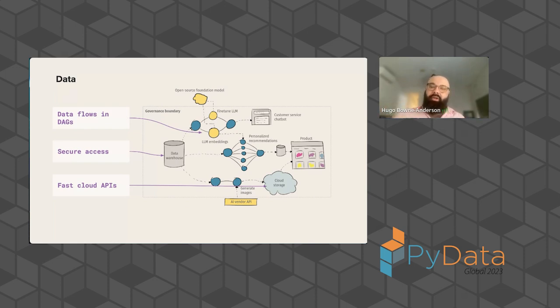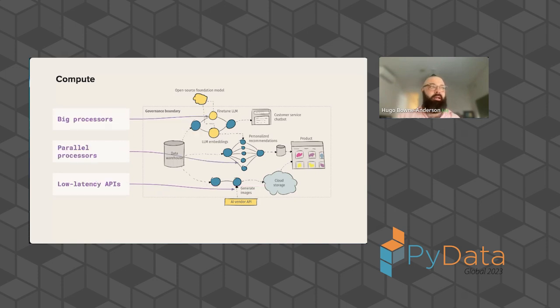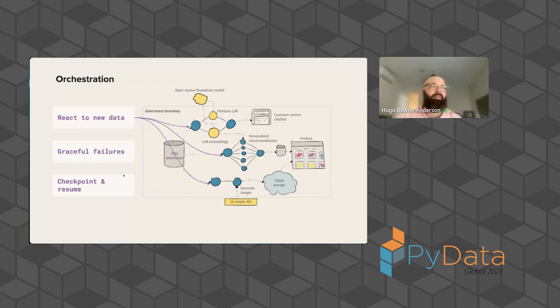So in terms of the stack, we've got data, versioning, compute, orchestration, modeling, deployment, all these things, right? The question is, does the stack remain the same when we move from machine learning to generative AI? And I argue that it does. Some of the details differ a lot, but data is still a foundational concern. We require our data to be flowing in DAGs. We require secure access. We require fast cloud APIs. Similarly, compute is important. And you may say, and I would totally agree, that although these things remain the same, some are weighted more heavily now. So currently, compute is even more important, right? So we need pretty serious processors and GPUs, parallelization, low latency APIs.